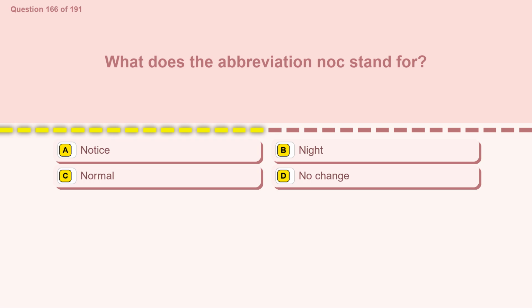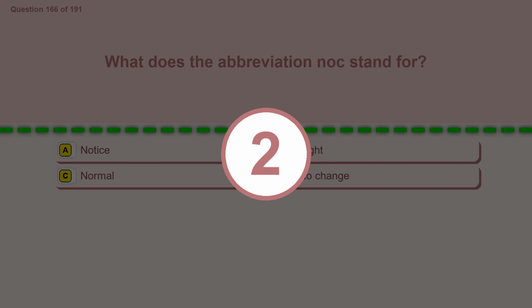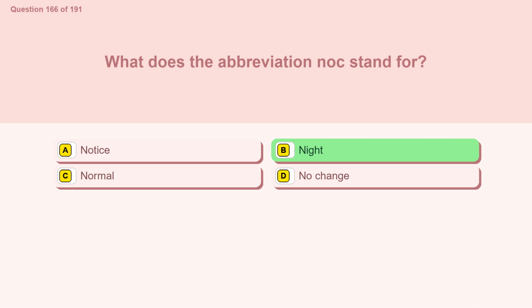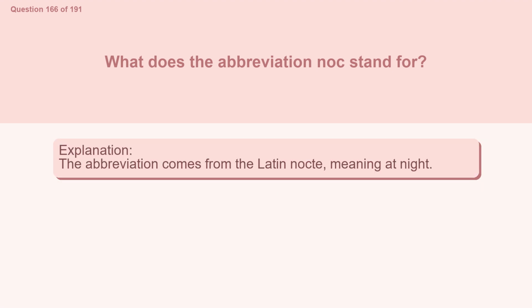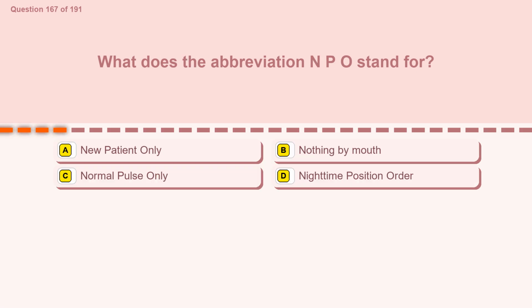Option A, notice. Option B, night. Option C, normal. Option D, no change. The correct answer is option B, night. The abbreviation comes from the Latin nacht, meaning at night. Question 167. What does the abbreviation NPO stand for?